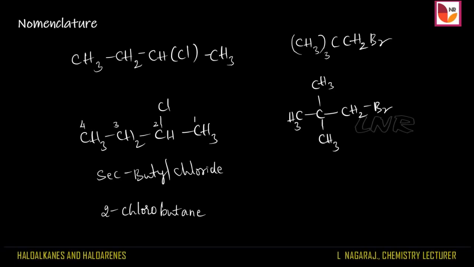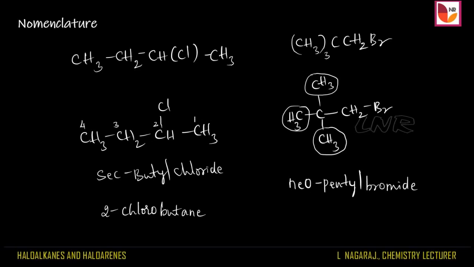Here the common name is to be represented as neo, that is the prefix used is neo, because at the end it contains three similar groups. If the end contains three similar groups, then the prefix neo is used. And it contains 1, 2, 3, 4, 5 carbon atoms. So it is to be represented as pentyl, and the name of the halogen is bromide. Neopentyl bromide. Neo prefix is generally used when the end contains three similar groups.